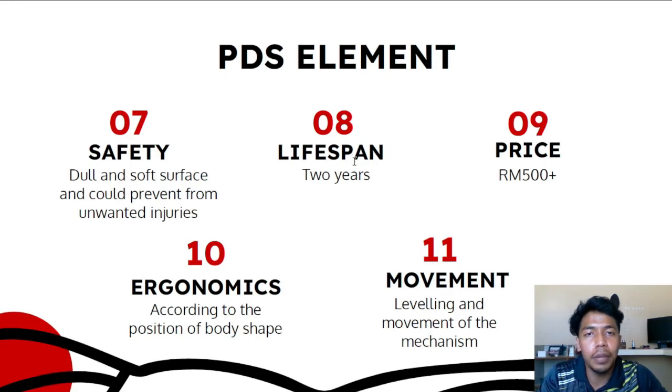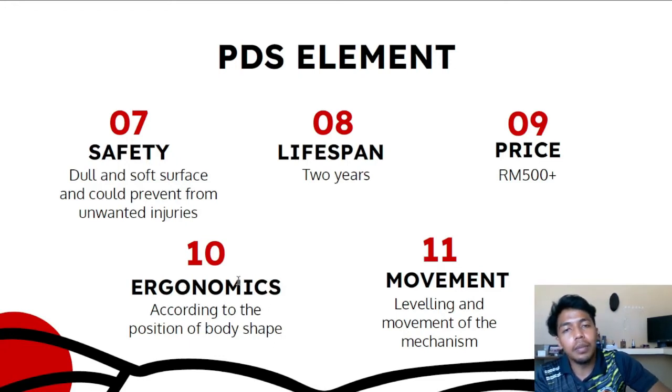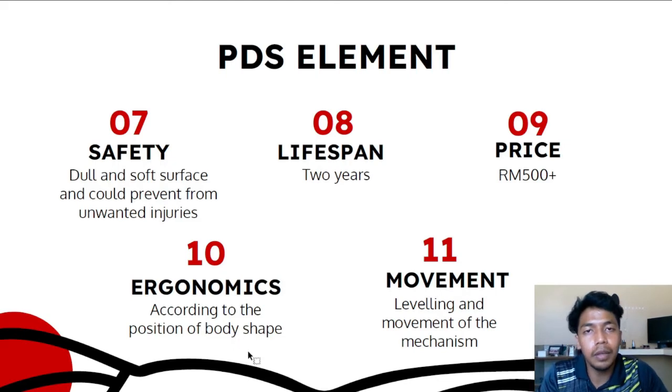Next is the lifespan of the device. The lifespan of the device is greater than 2 years, and the price of the device is around 500 and above. Next is the ergonomics. Ergonomics is important for the bedridden patient to prevent bed sores. So the ergonomics point here, it should follow the position and body shape of the bedridden patient.